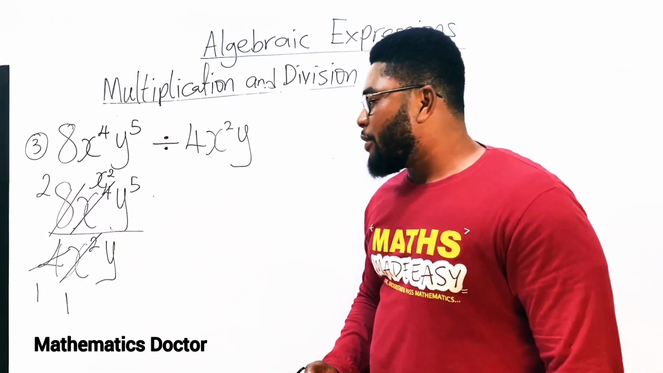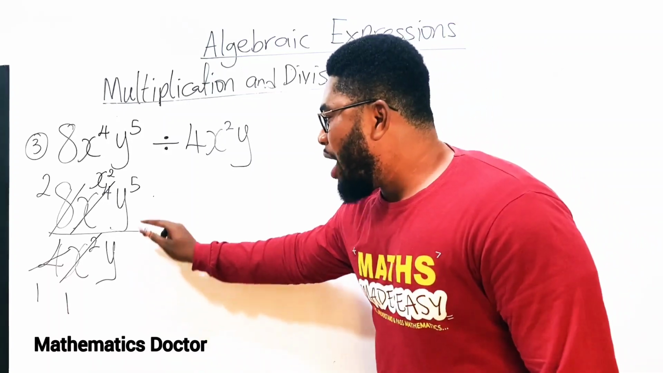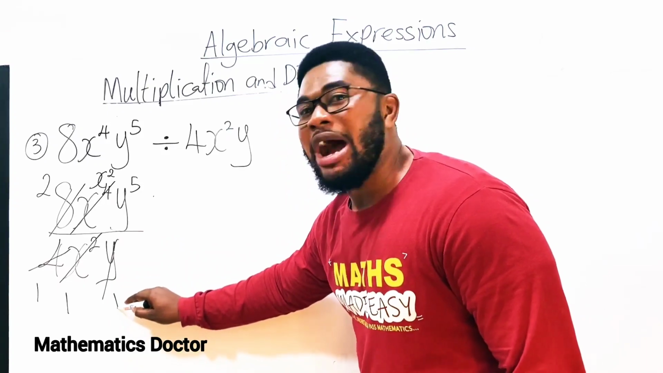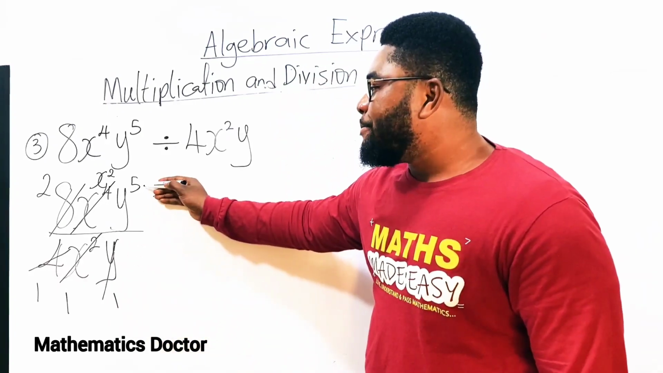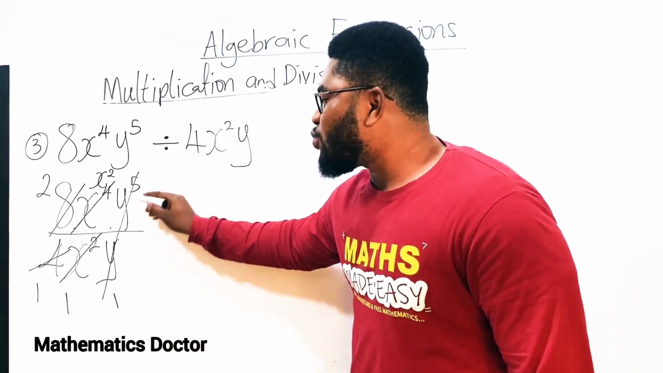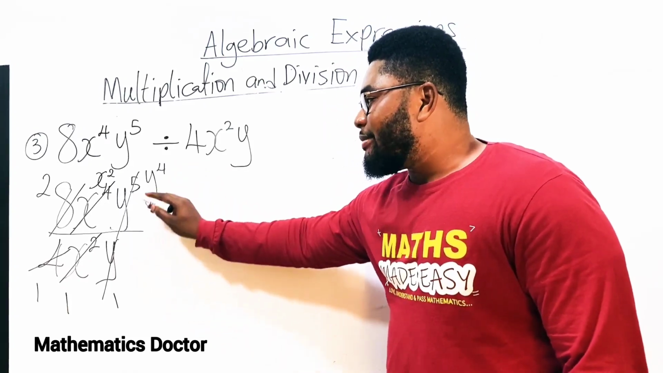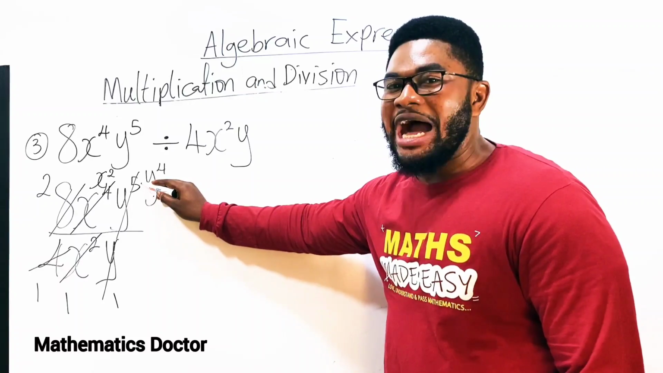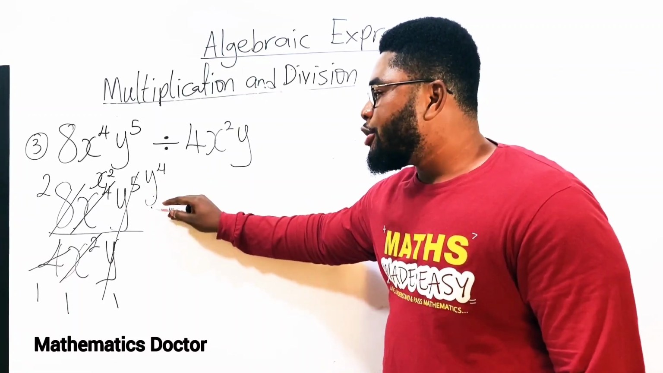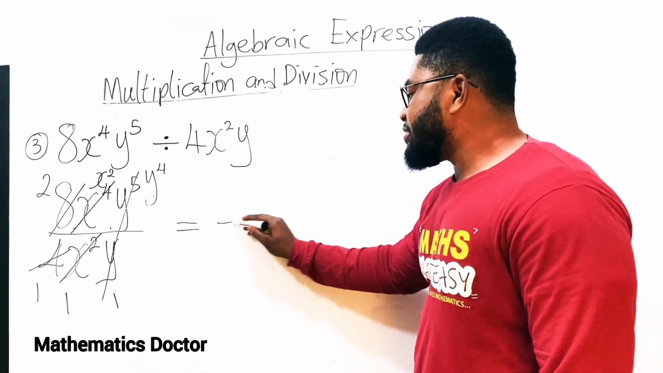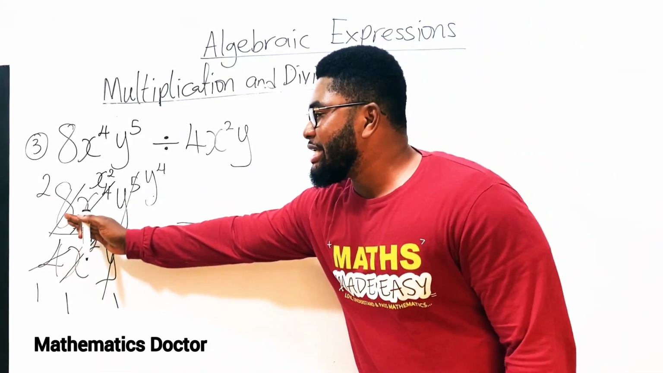Let's talk about y. The y power 1 and y power 5. Since y power 1 is the least, it will cancel itself 1. And then the y will cancel y power 5 as y power 4. Why? Power 1 will go and subtract power 5, giving us power 4. So y power 4.